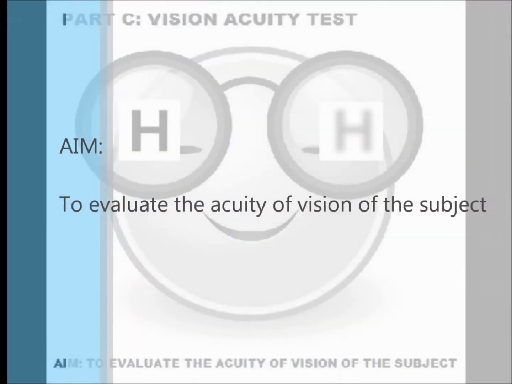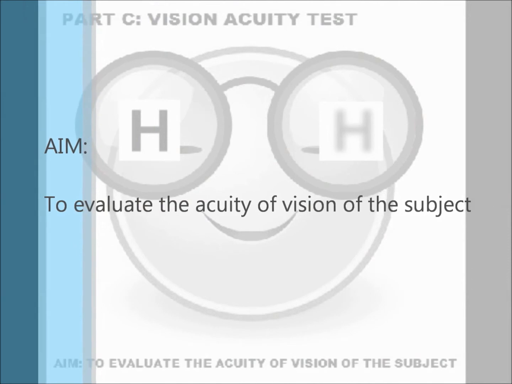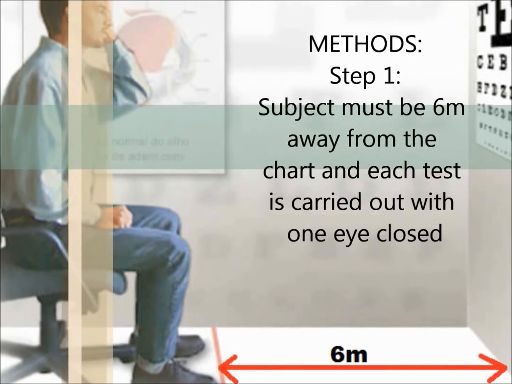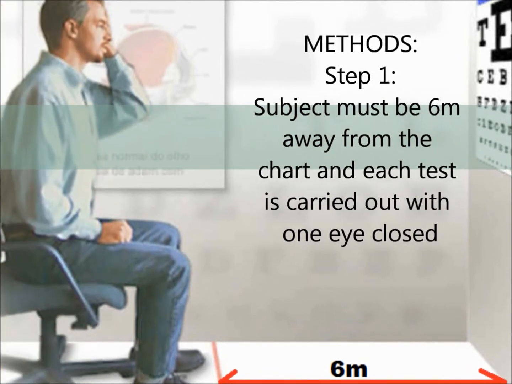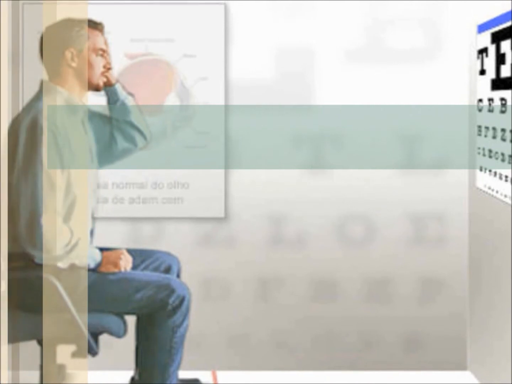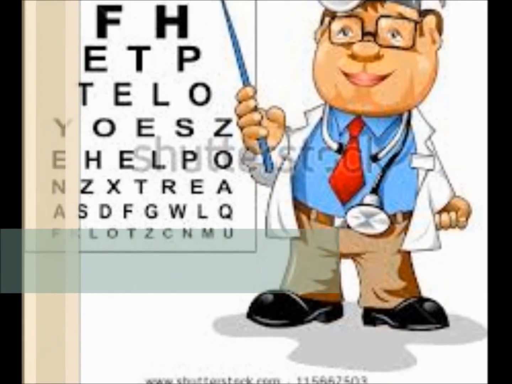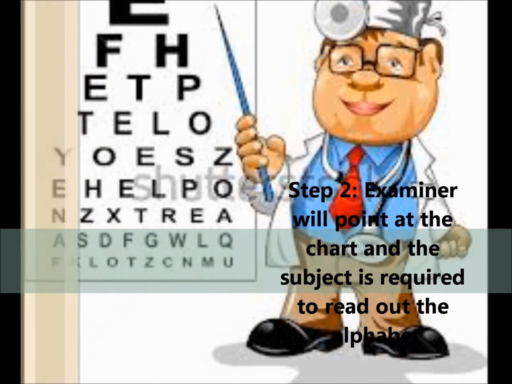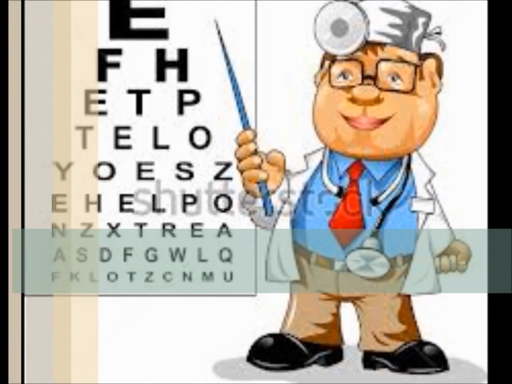Part C. Vision Acuity Test. The aim of the experiment is to evaluate the acuity of vision of the subject. How do we do it? Step 1. The subject must be 6 meters away from the chart, and each test is carried out with one eye closed. Step 2. The examiner will point at the chart and the subject is required to read out the alphabet.